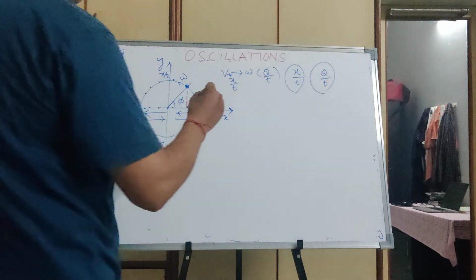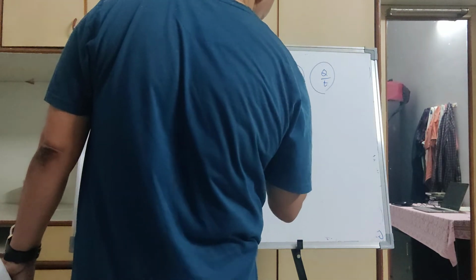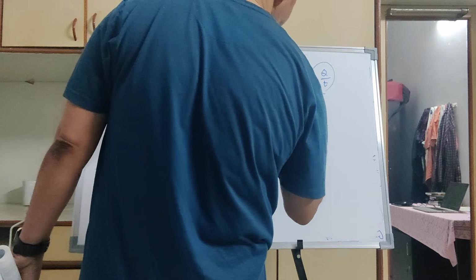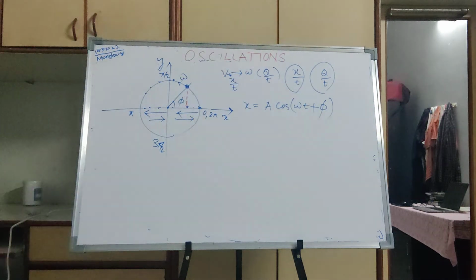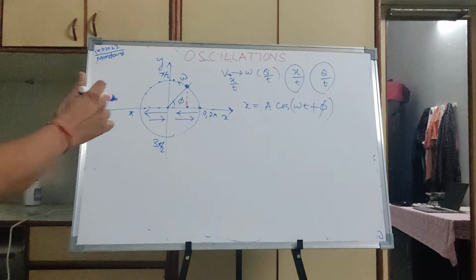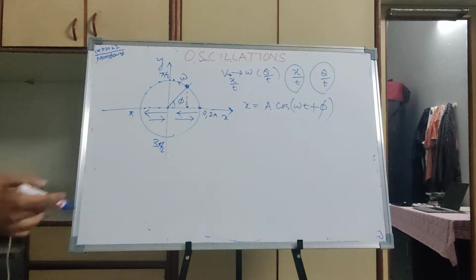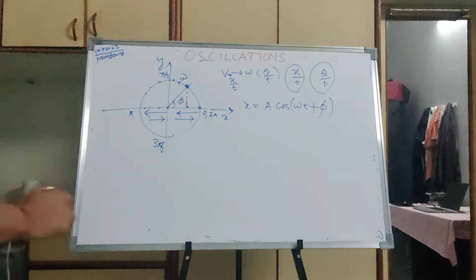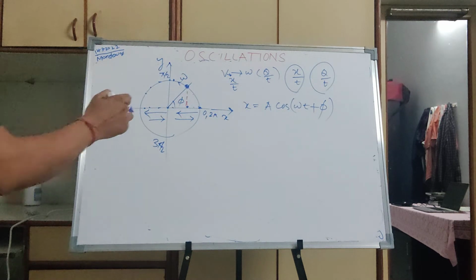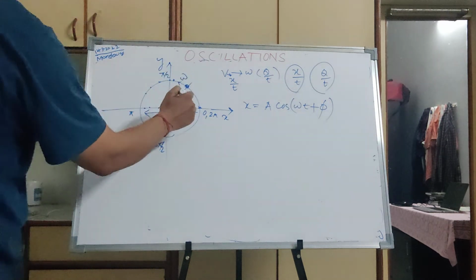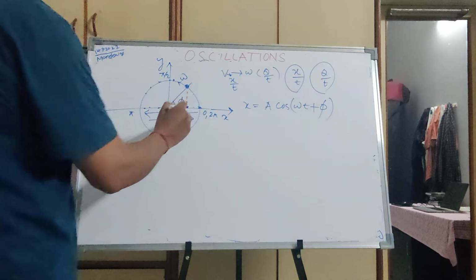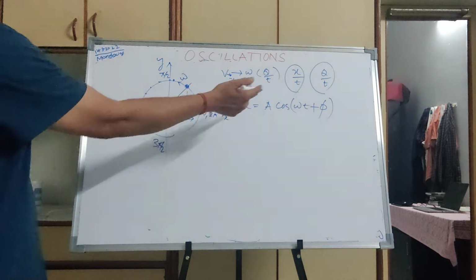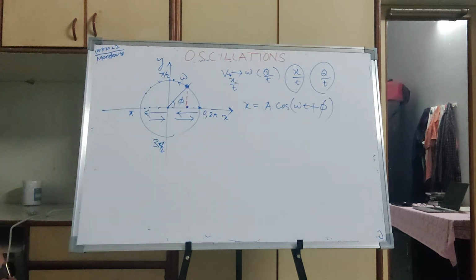So this equation can be written as x is equal to a cos(omega t plus phi). Imagine phi is equal to 0. If phi is equal to 0, it will start from here. If phi is some angle, the motion will start from here.